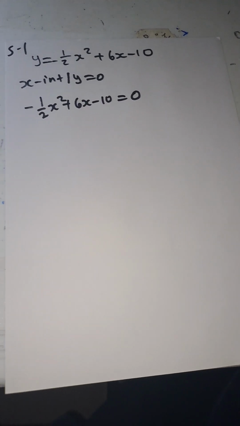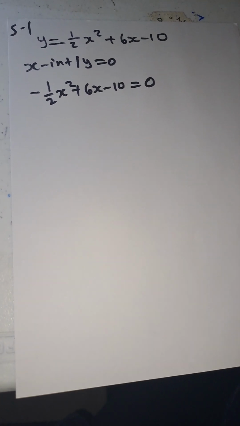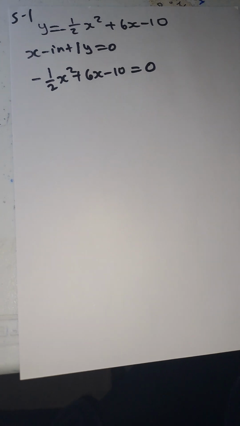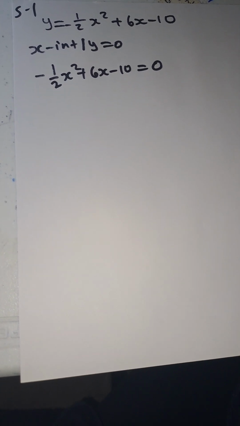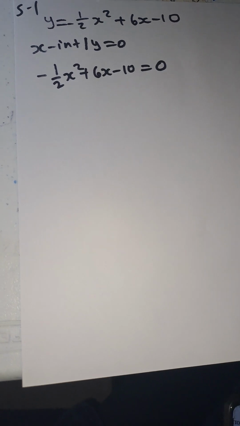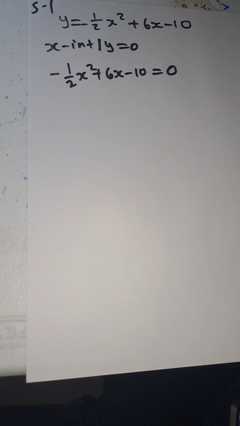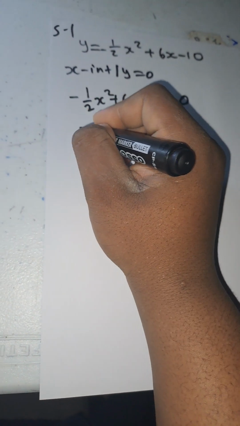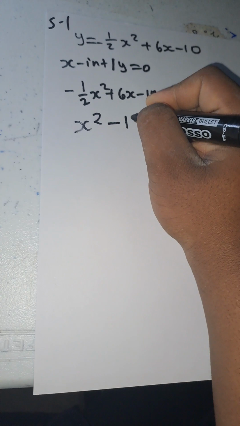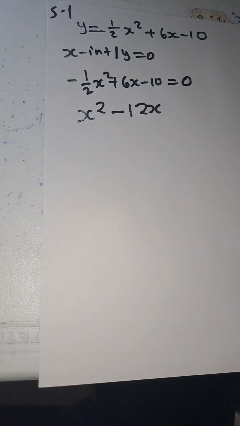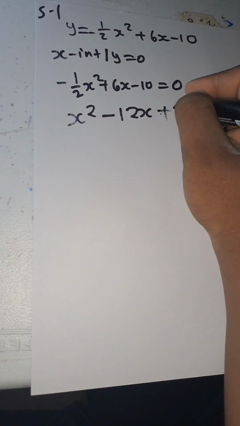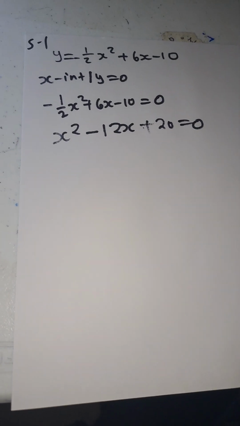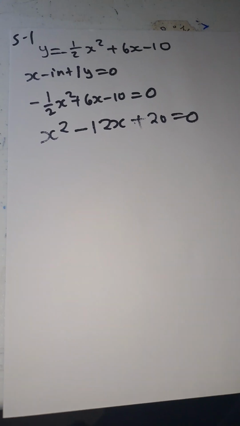Now, let me just do my own maths there. I can simplify everything there. Let me divide each and everything by a negative half, so that I'm not going to be confused. When I divide everything by a negative half, it will be x squared minus 12x plus 20 equals 0. My marker is dying. Let's continue.